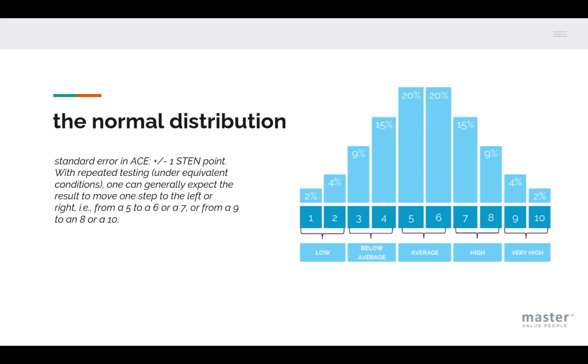Another thing useful for both you and the candidate is to understand the distribution of results within the norm group, as shown in the image. We call this a normal distribution, and as you can see, 70% of the norm group falls within a score range of 4 to 7 on each scale. It's also less common to score very high or very low on each scale.